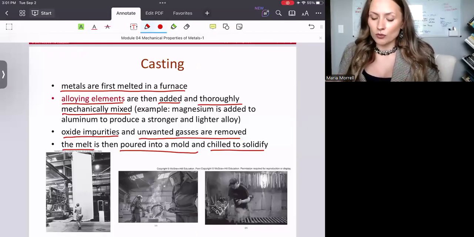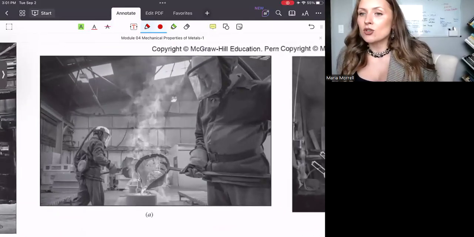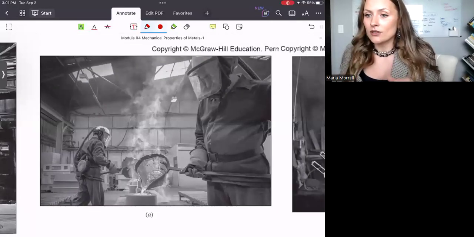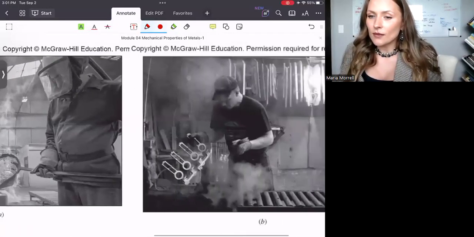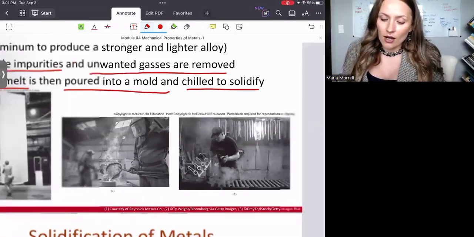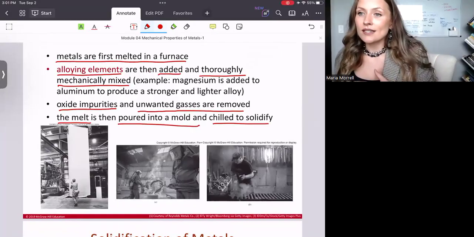And of course, the shape will be changing. Here's an image of what it actually looks like. This is a liquid metal that is poured into a mold. And then you can produce intricate shapes, let's say like that. Once it is in the mold, we just leave it to chill and to solidify.